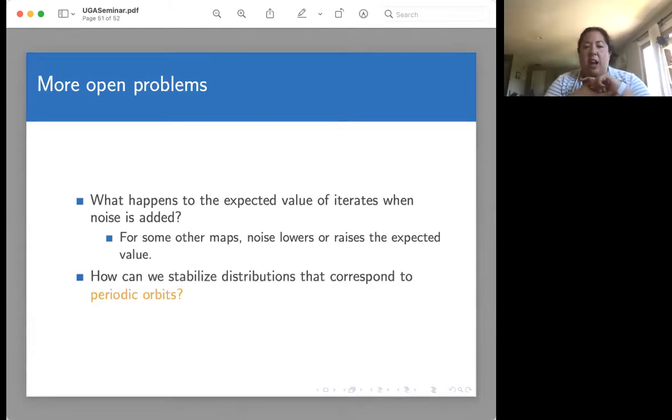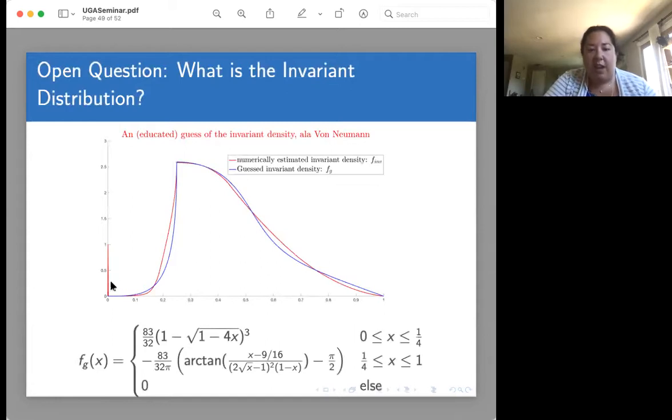And also, how can I stabilize distributions that correspond to underlying periodic orbits? You can see, for instance, the shark fin is mostly supported on that entire interval [0, 1]. We would really love to see a distribution that's supported on little sub-intervals. Let's say I had a distribution supported on 3 little sub-intervals of [0, 1]. What that would tell me is that I'm converging to a period 3 orbit, right?